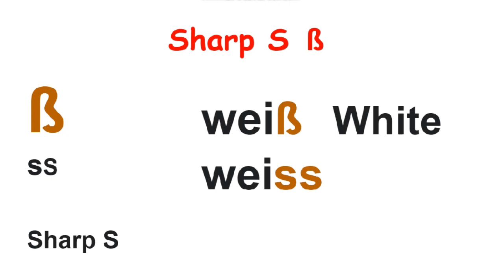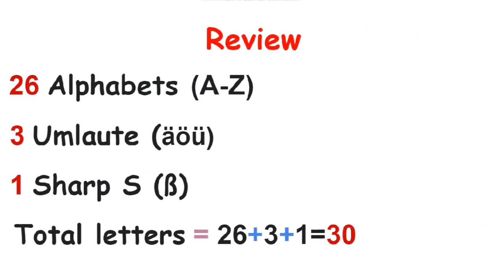Now let's review what we have just learned in this video. You learned the 26 letters of the German alphabet from A to Z. You have learned 3 umlauts, Ä, Ö, Ü. You have also learned a letter called sharp S.